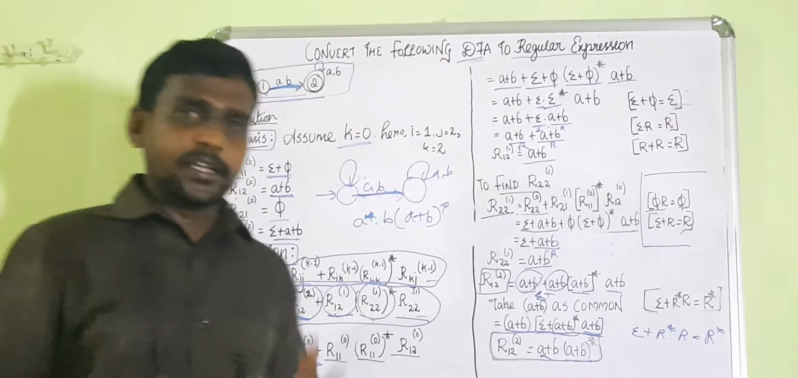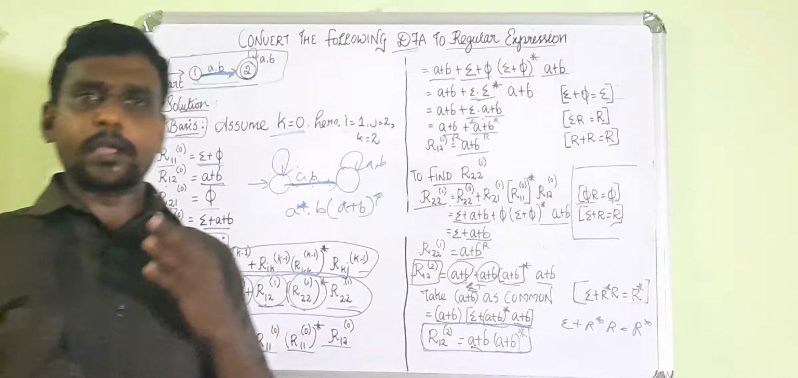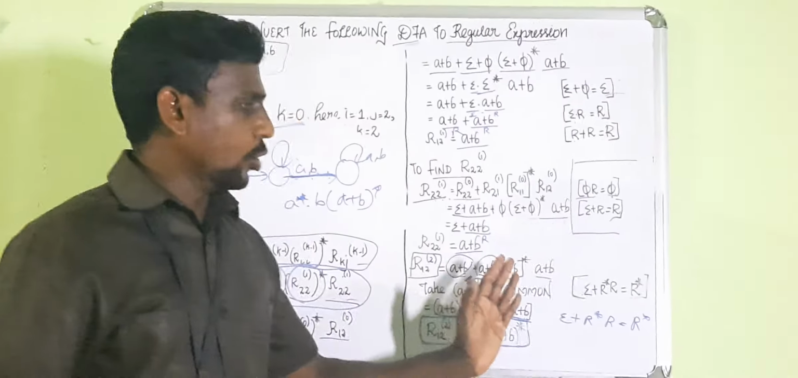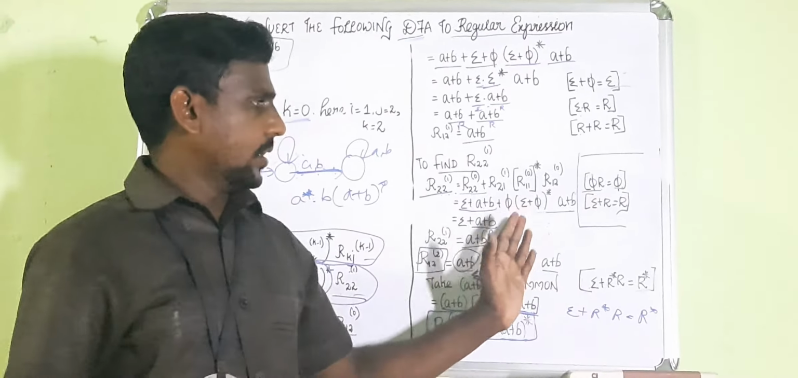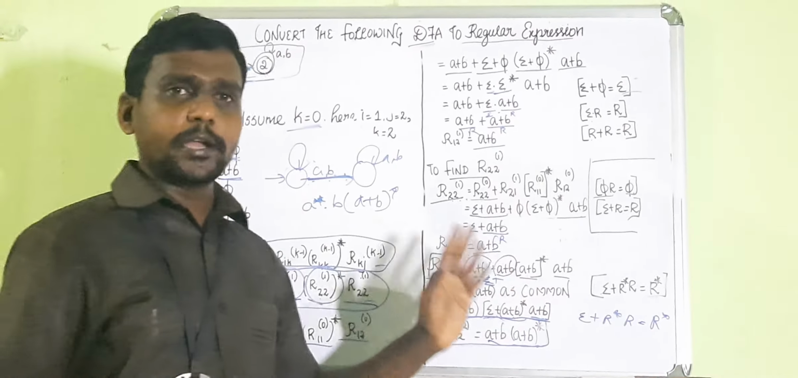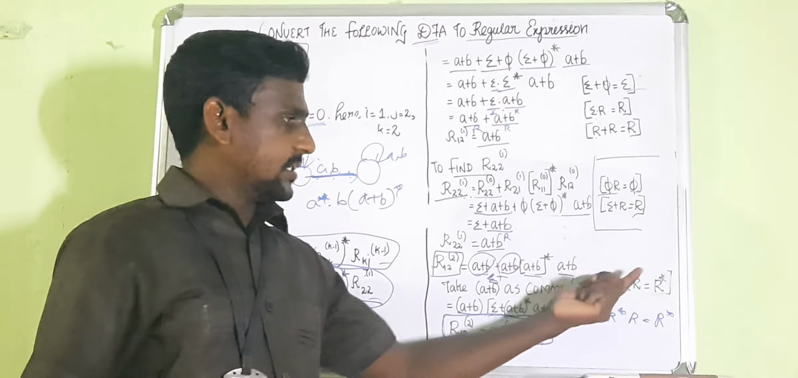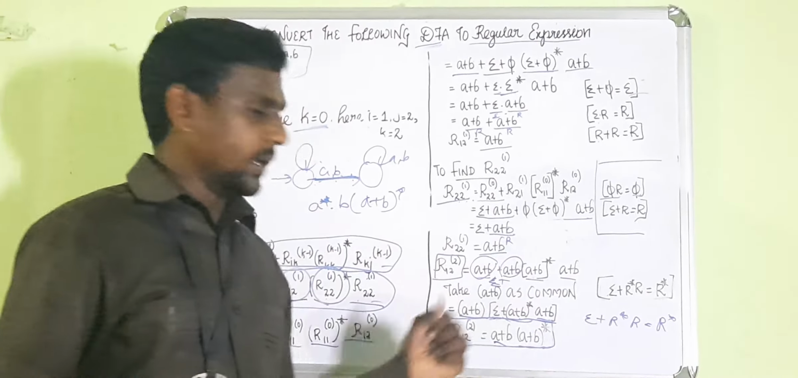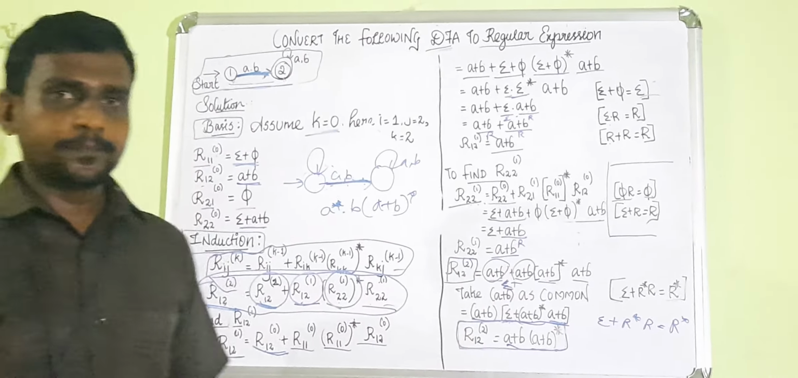Clear? Like this we have 2 more problems in your notes, so kindly refer to the notes, and I have given the rules also very clearly at the right side of the problem. In your notes you can see. So you don't get confused, just compare with the rule and minimize the regular expression. Finally you will get like this. Okay, thank you.